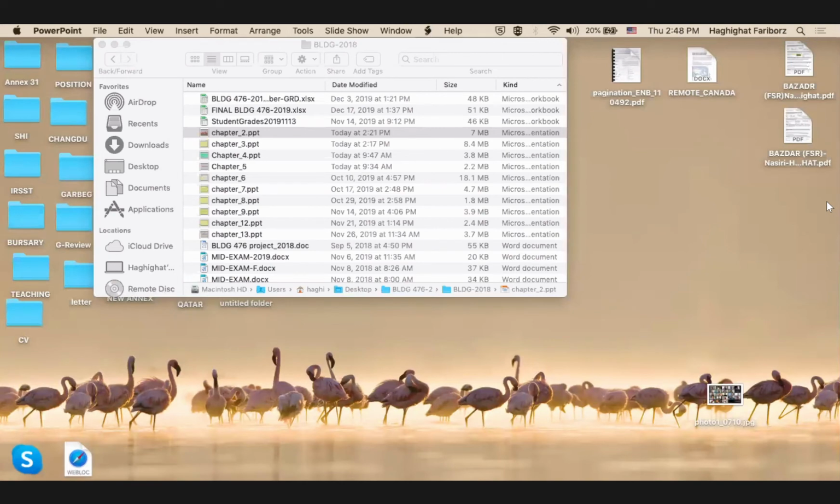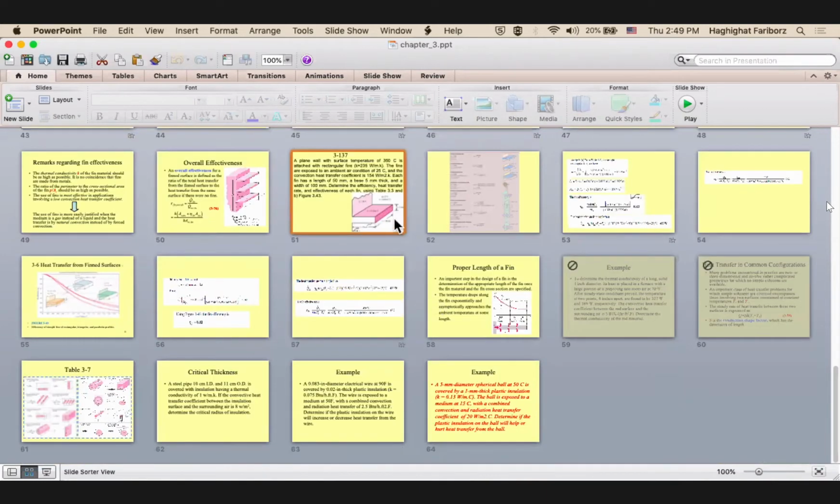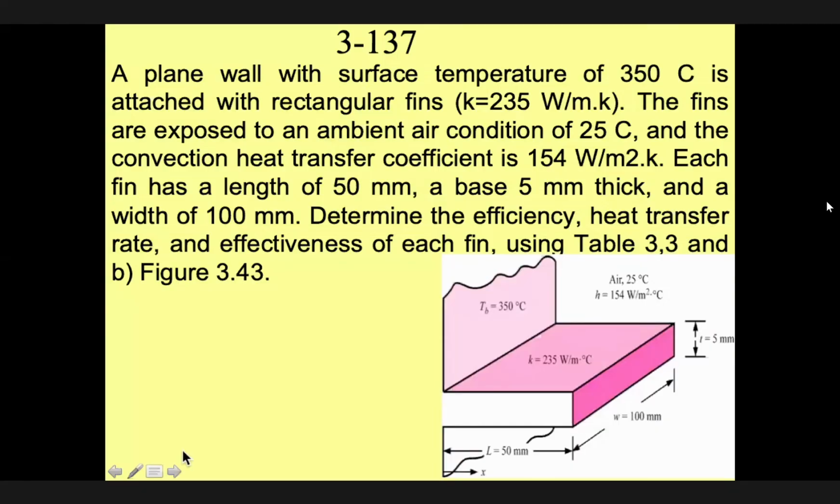Okay, let me start the lecture. I believe we were in chapter 3. Let's go here to see what will happen, whether it is familiar to you or not. We were here. We started this problem. Again, read the problem. I believe we did almost halfway, almost to the end.